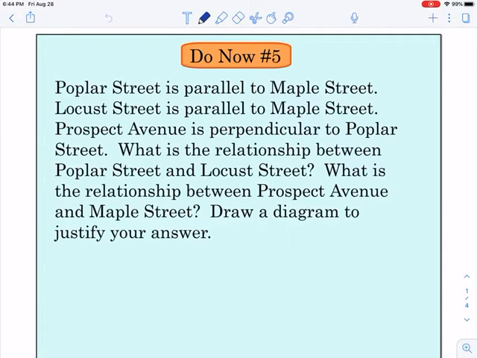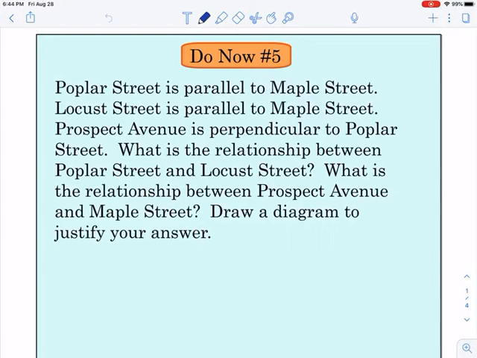For do now number 5, we have Poplar Street is parallel to Maple Street. Locust Street is parallel to Maple Street. Prospect Avenue is perpendicular to Poplar Street. And we want to know what is the relationship between Poplar Street and Locust Street, and what is the relationship between Prospect Avenue and Maple Street, and draw a diagram to justify your answer.